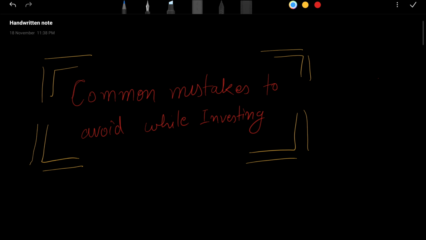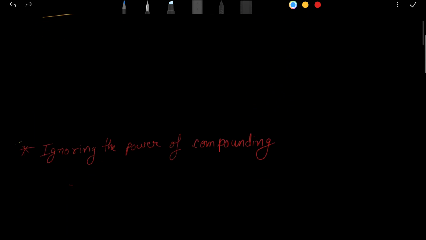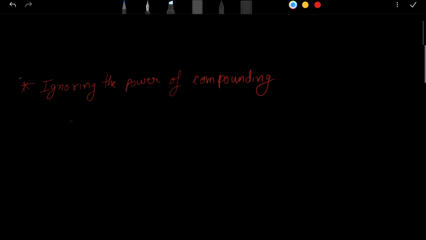So basically आज मैं बात करने वाला हूँ कि what are the common mistakes जो कि investors जो गलतियाँ करते हैं while investing, right? So first of all, first thing is like ignoring the power of compounding.